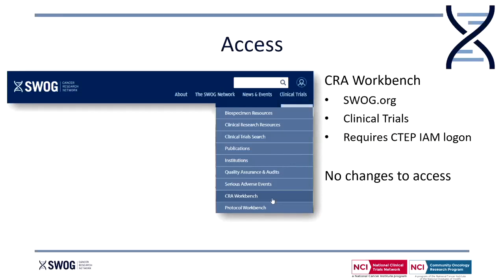So to get to the CRA workbench, you would go to the clinical trials tab on SWOG.org. Underneath that, there is a link to the CRA workbench. It will require a CTEP IAM logon, same as the way you log on now, and none of that is any different than the way you access the workbench now.